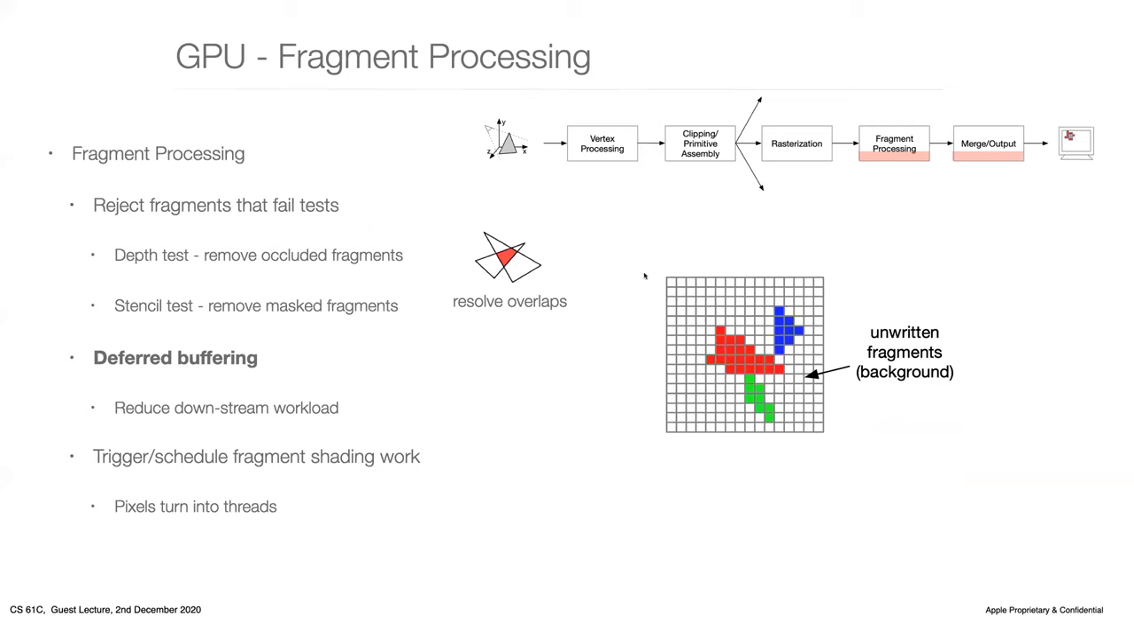We've now got these triangles in screen space. We also carry depth information along with each pixel, and we can do something called a depth test. The depth test basically tells you, is my triangle visible or not?